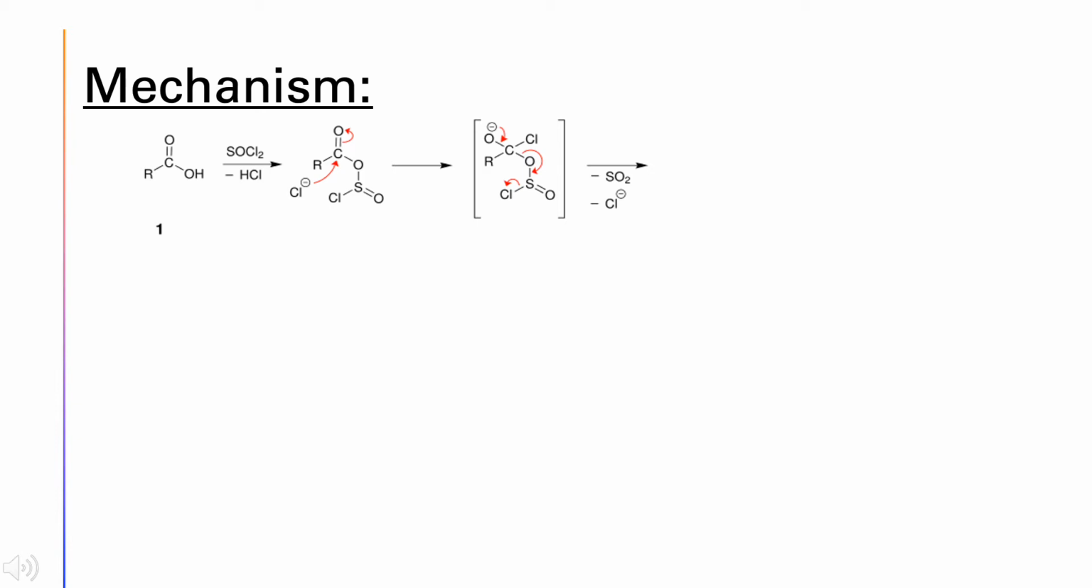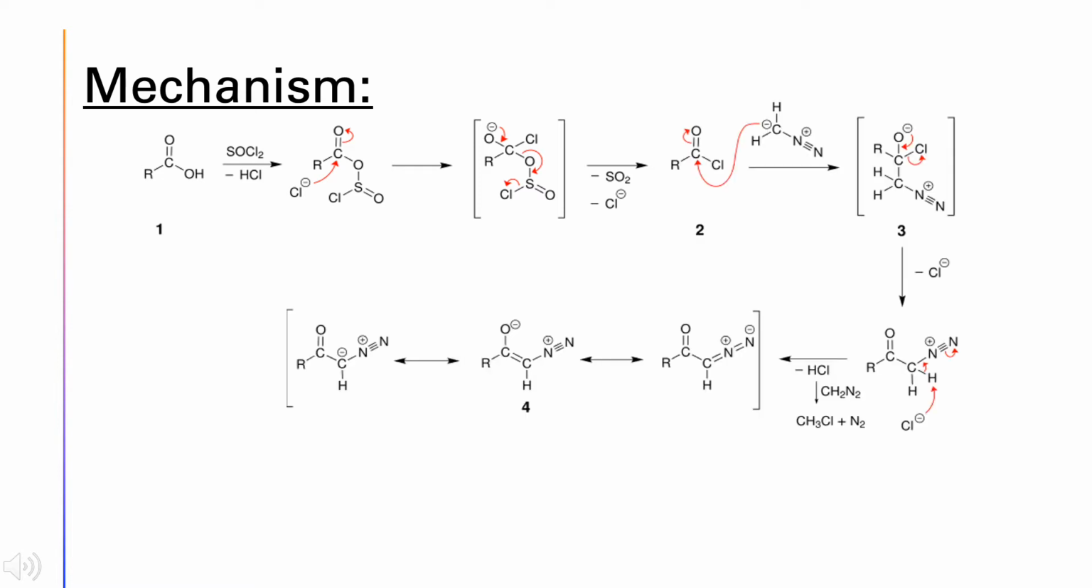In the first step of this mechanism, the OH group of the carboxylic acid is replaced by the chloride group in the presence of SOCl2, which forms the acid chloride. This step is completed in order to prime the carboxylic acid for the nucleophilic attack.